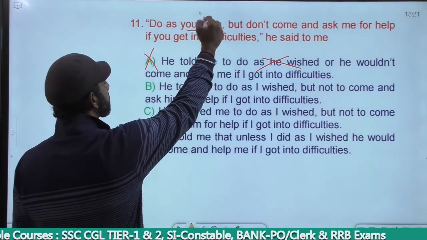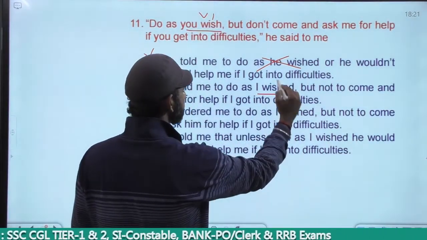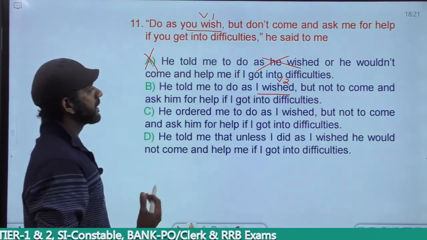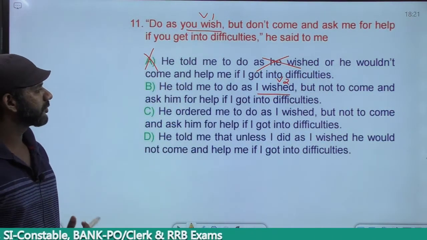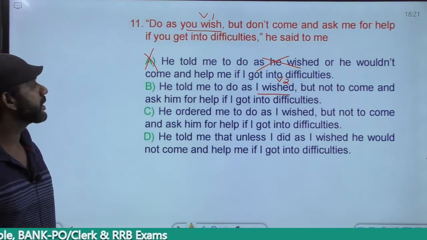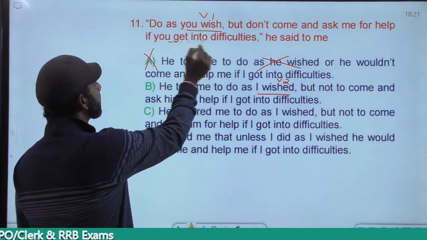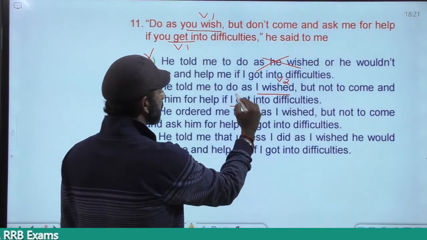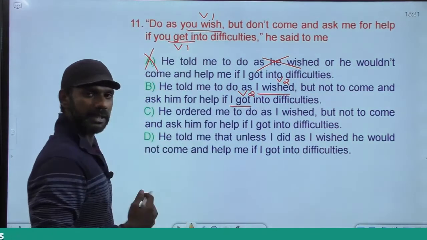Now, do as you wish. You wish is simple present. Simple present must become simple past. That is okay. But not to come and ask him for help if I got into difficulties. You get is simple present. I got into difficulties, simple past. Completely fine. Leave it there.